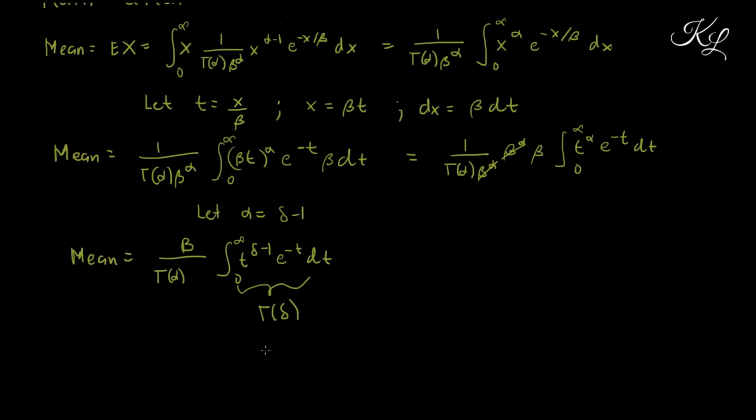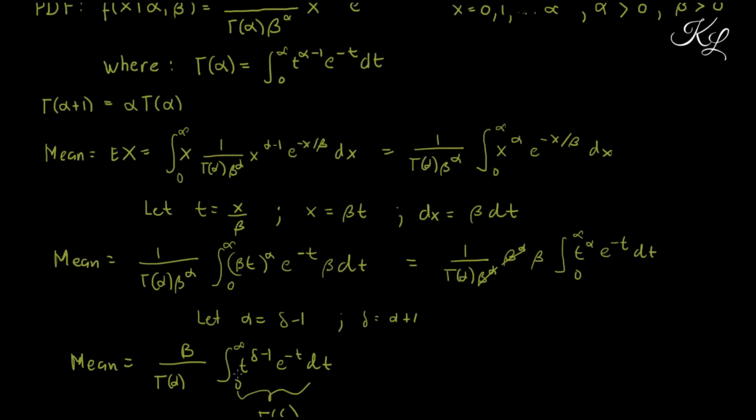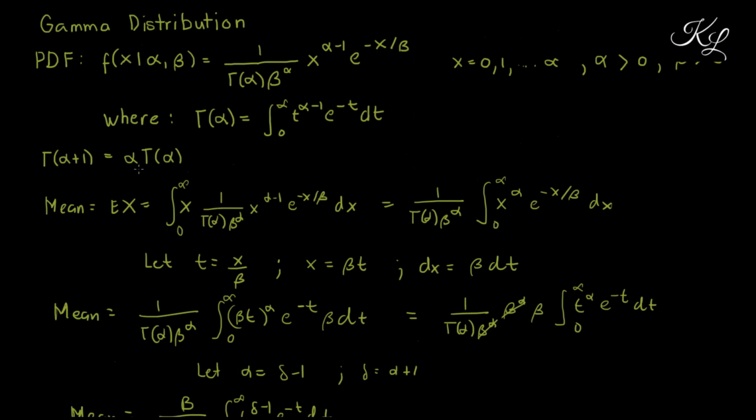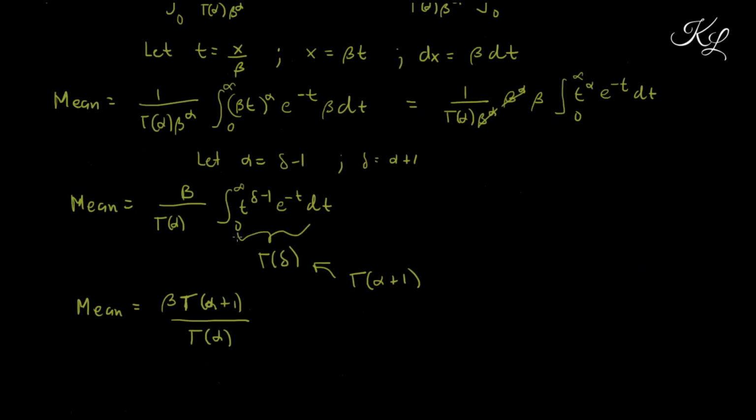Now, since we have here delta, delta is alpha plus 1. So this one is gamma of alpha plus 1. So we'll have mean is equal to beta times gamma of alpha plus 1 over gamma of alpha. Now, we can use now this recursive identity. So let me rewrite it in here.